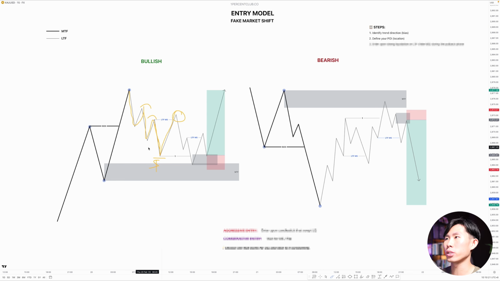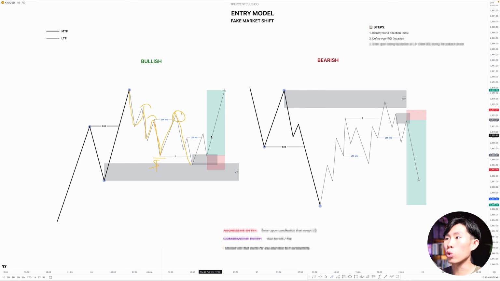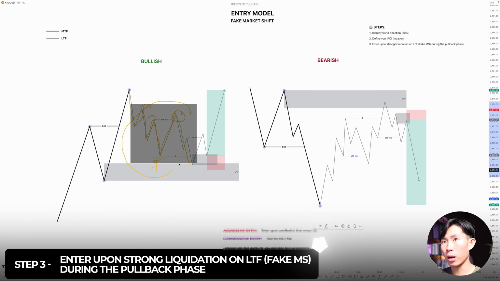This is exactly why sometimes smart money will actually do this, right? They will manipulate price, cause this fake market shift, just to build up more available liquidity below this low, and then later on price will come down there and they will sweep all the available liquidity below this low, and then the real move will actually happen to the upside because now they actually have sufficient liquidity to move the market in their favor. So this is where you actually want to enter into the trade. You want to enter upon strong liquidation, right? Which means upon this fake market shift during the pullback phase itself.